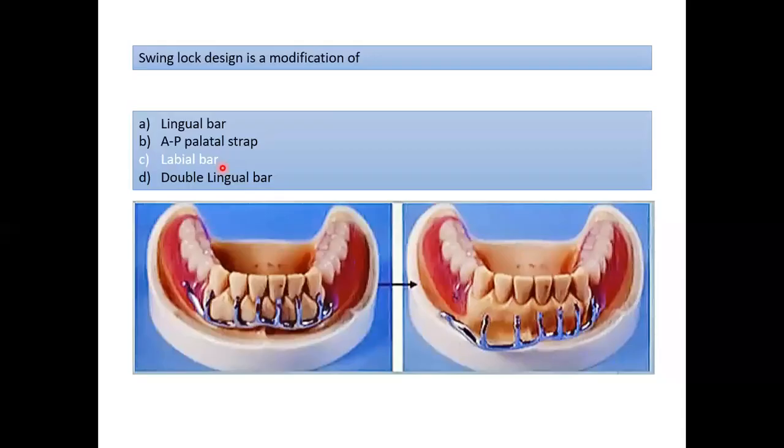So this labial bar or swing lock design is generally given when the patient's remaining teeth are only the mandibular anterior, and those mandibular anterior teeth also have grade 1 mobility. Okay, it means the swing lock kind of mandibular major connector can be used, thereby it reinforces or holds the remaining natural teeth in the same position.